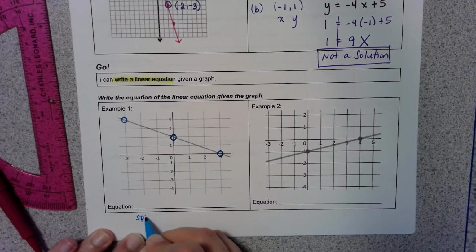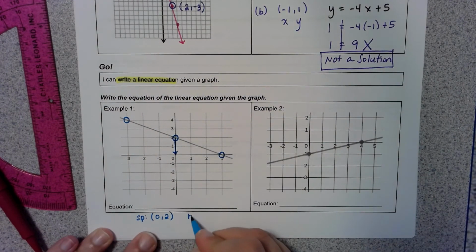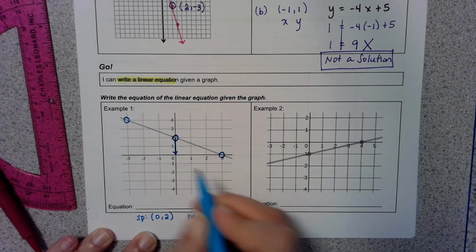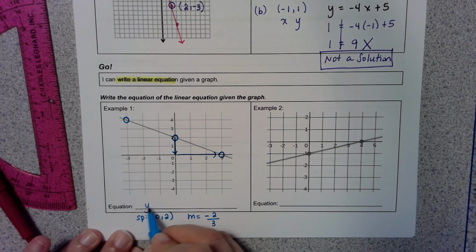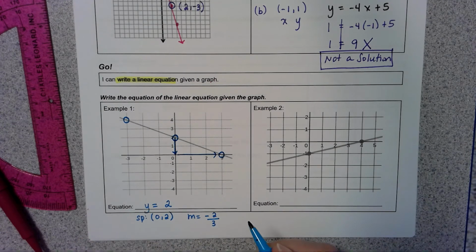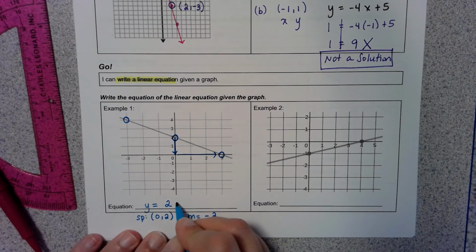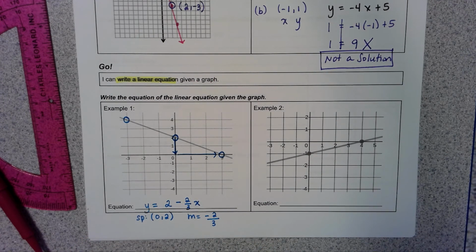My starting point here I'm going to use is (0, 2), my y-intercept, and my slope is going to be rise over run. So I'm going to say down 2 over 3. Using those two pieces of information, my equation would be y equals my starting y, 2, minus 2 over 3 times x. Because my starting x value is 0, I don't need to put a parentheses or adjust the starting point for the x at all.